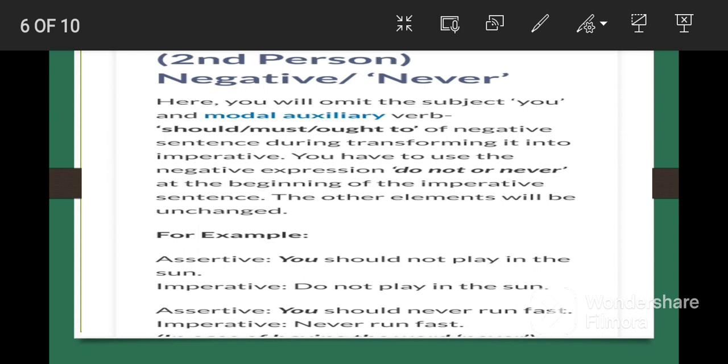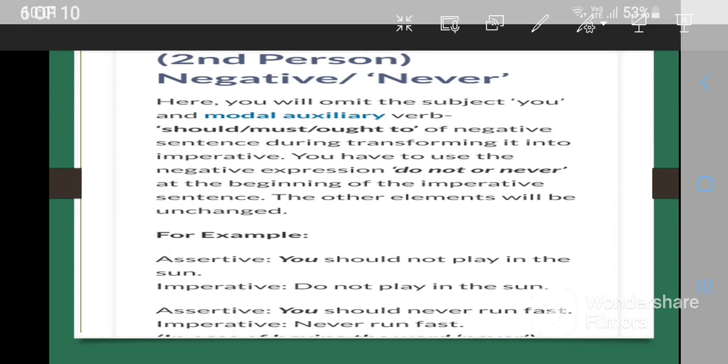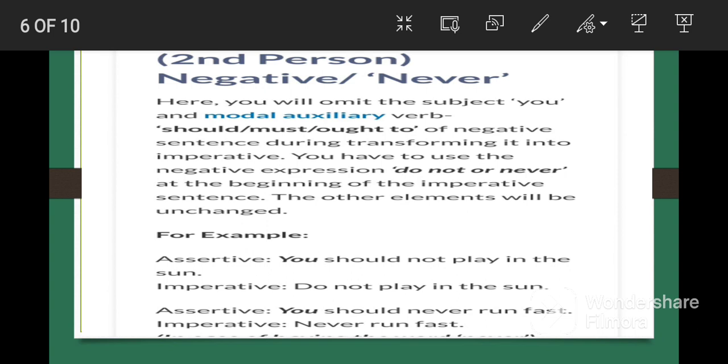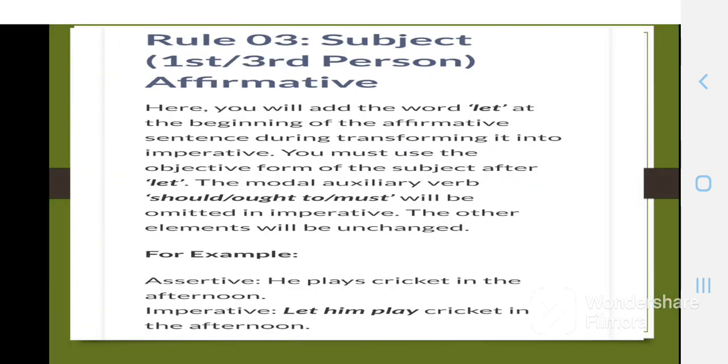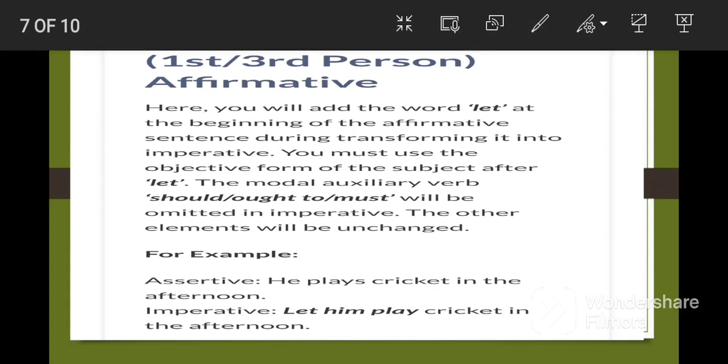See here, first you will get: You should not play in the sun. This is an assertive sentence. Here you got the subject you, the modal auxiliary should and the negative word not. So now how will you change it into an imperative sentence? You will omit you and the modal auxiliary should. So what will you get as the answer here? Do not play in the sun. Next: You should never run fast. Change it here: just omit you and the modal auxiliary should, and you will just write: Never run fast.